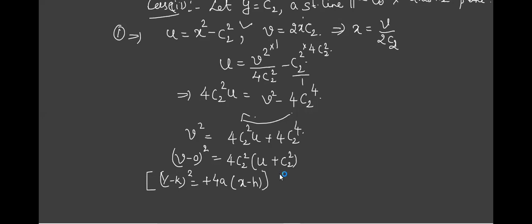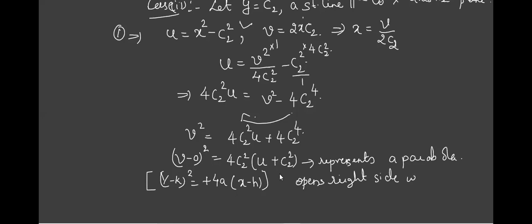So what is this representing? It represents a parabola. What are the properties? Where does it open? The plus means it opens right side. What is the vertex? Compare and tell me the h, k values. What is h? No, you are wrong. It is minus C2 square, comma, very important. What is my k?